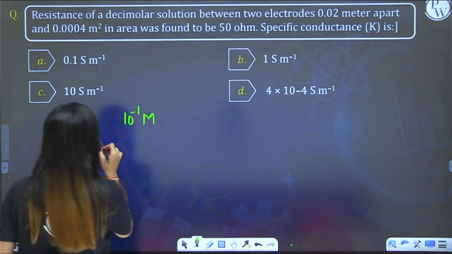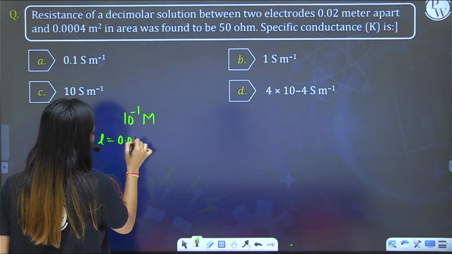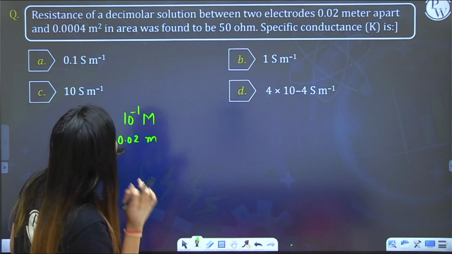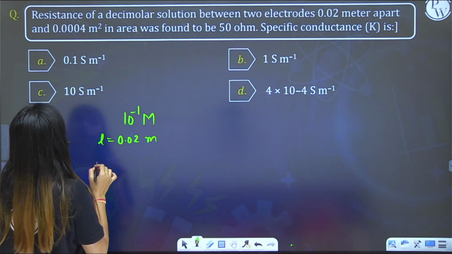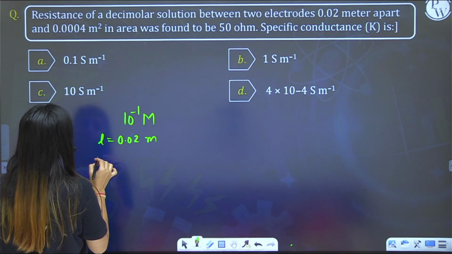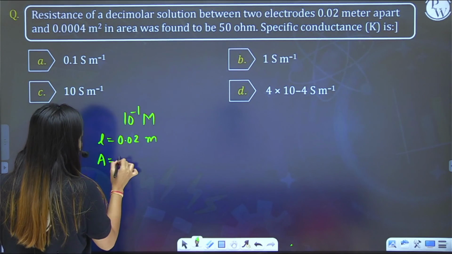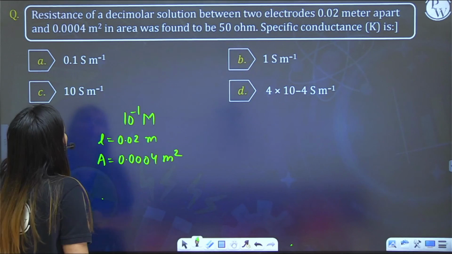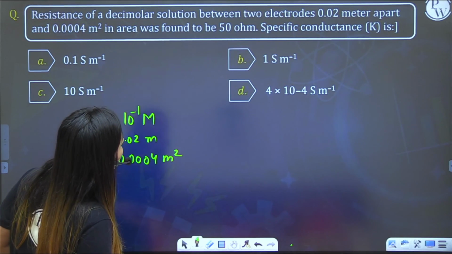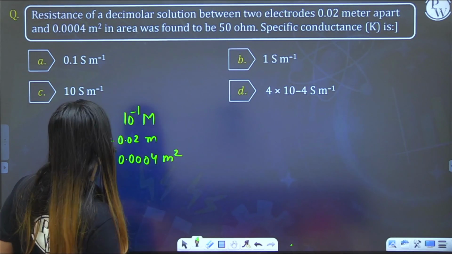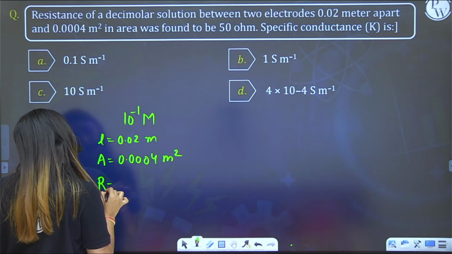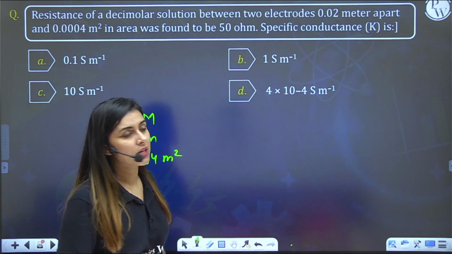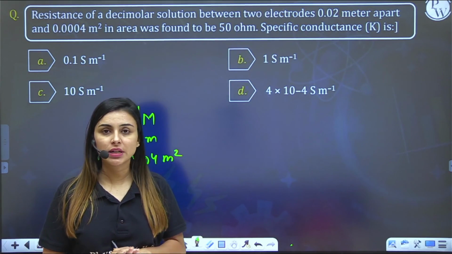Resistance of a decimolar solution between two electrodes 0.02 meter apart. So you are also given length 0.02 meters. This time you are given the value in meters. And 0.0004 meter square is the area of cross section, and the resistance was found to be 50 ohm. So your resistance is given as 50 ohm. So you have to give the specific conductance K.